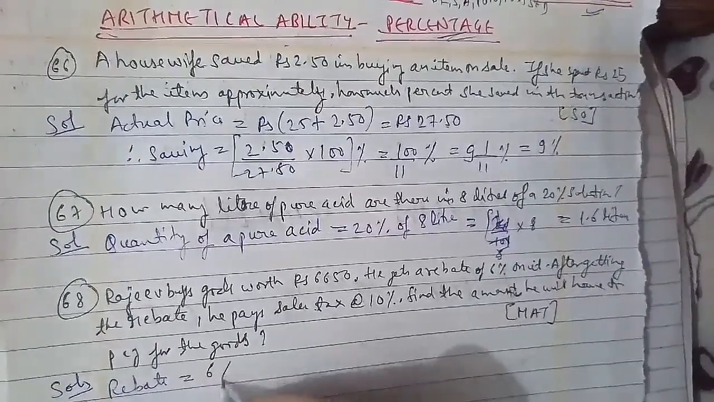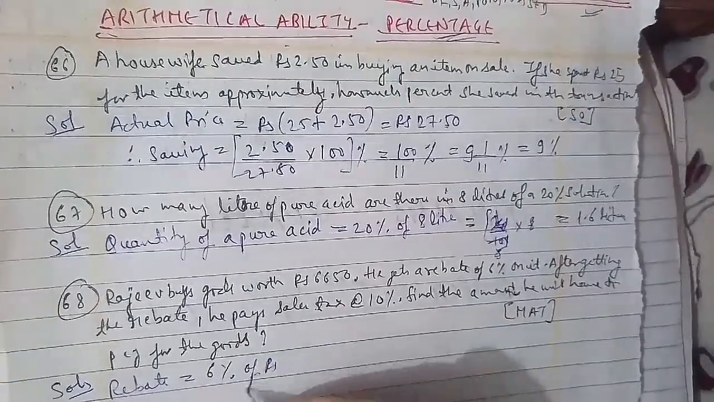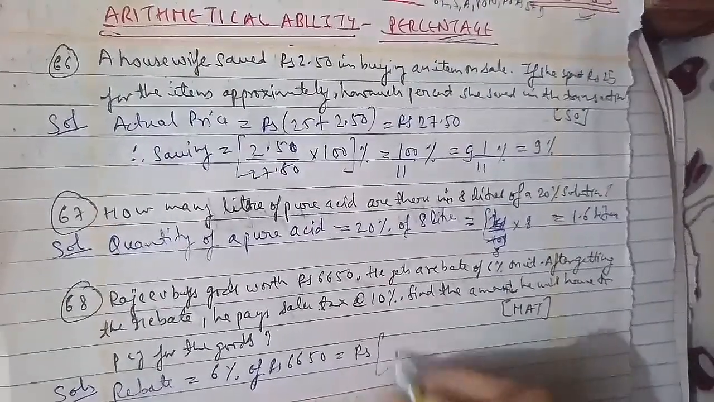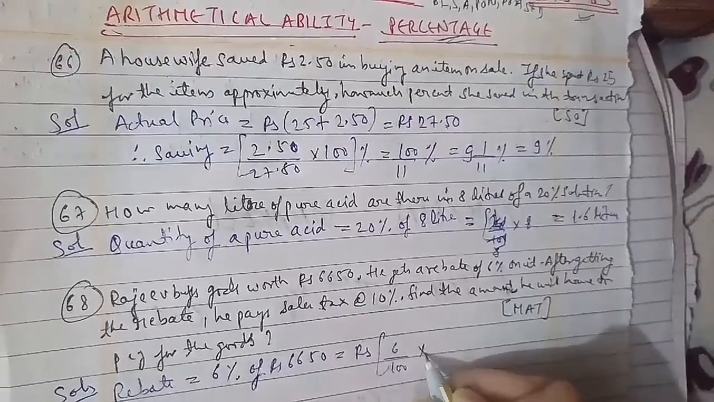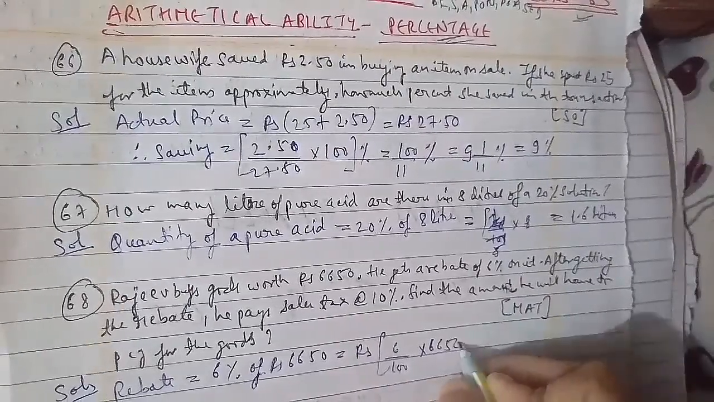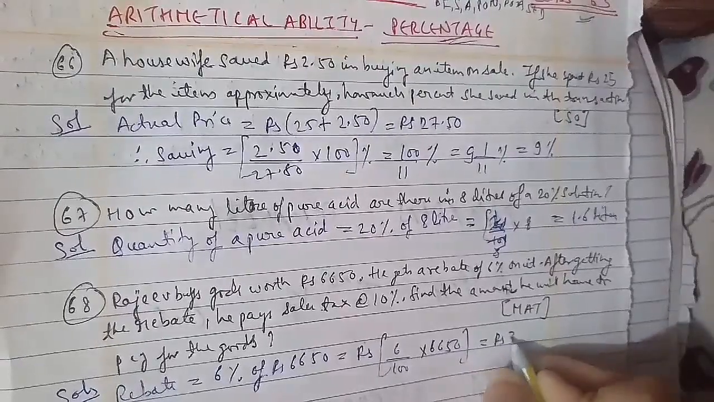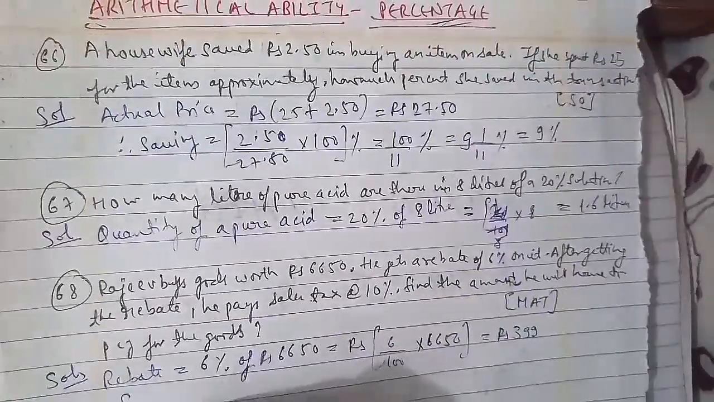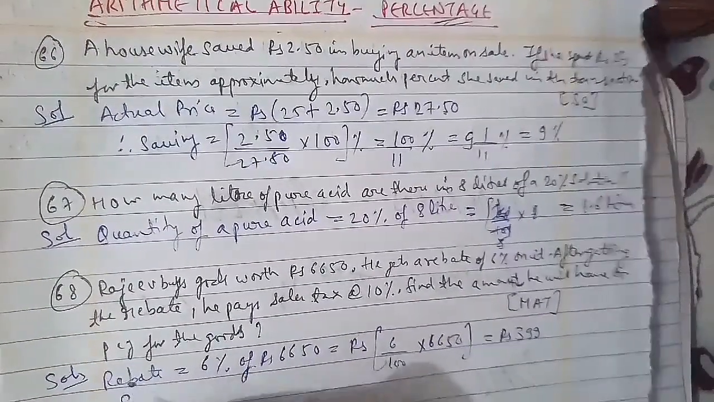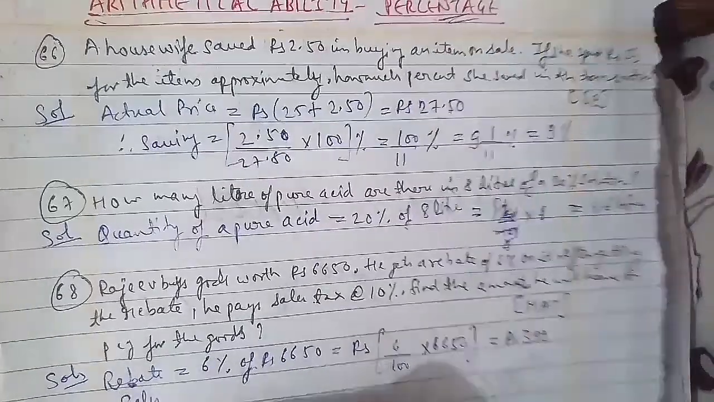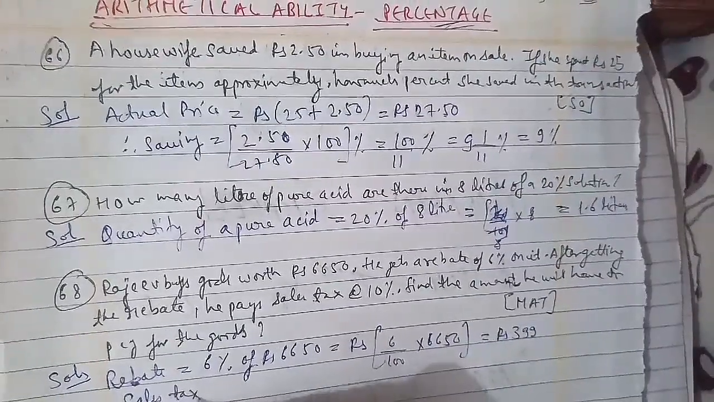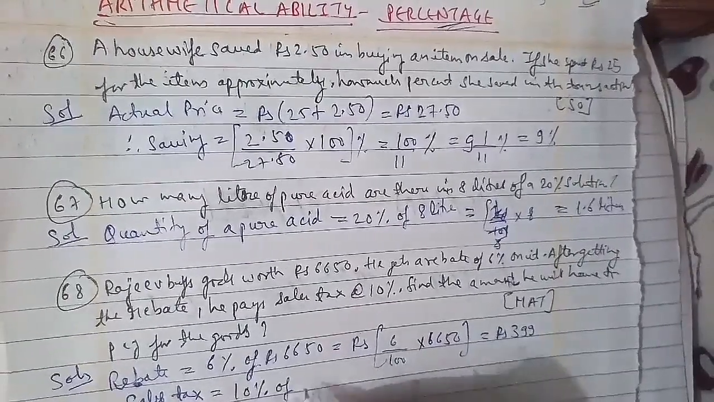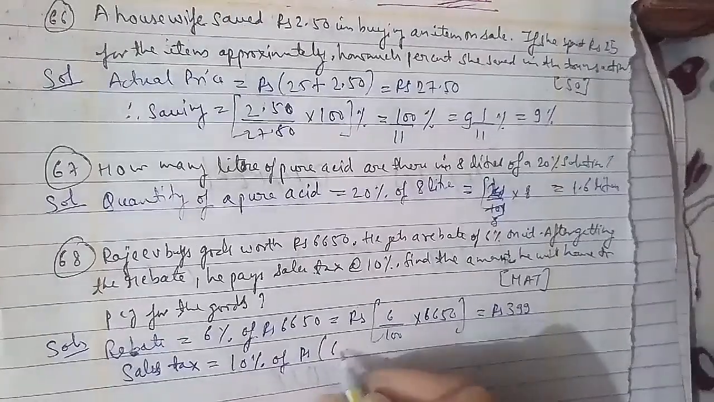For that, the sales tax equals 10% of rupees 6650 minus 399, which equals rupees 10 upon 100 into 6251, equals rupees 625.10.